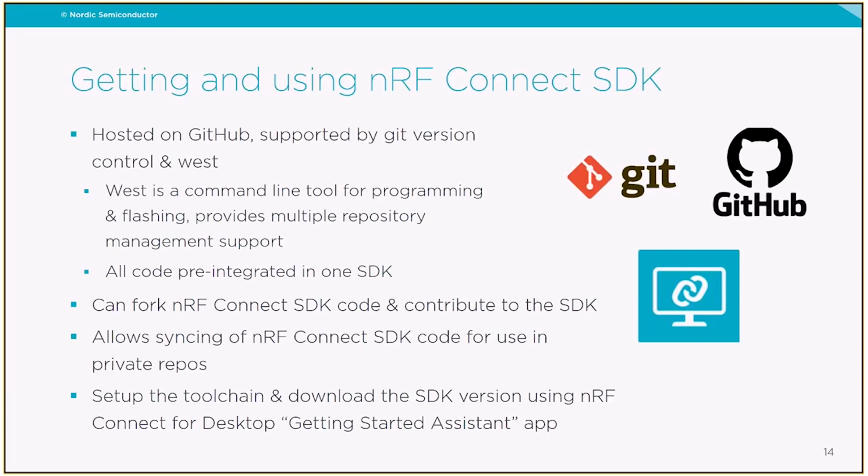Let's move on to getting and using the nRF Connect SDK. Like mentioned before, it is hosted on GitHub and supported by Git version control and also West. West is essentially a Swiss Army knife sort of tool. It's a command line tool which you can use for both programming and flashing if you wish to use that instead of Segger Embedded Studio, for example. It also provides multiple repository management support. It's similar to Git to a certain extent, more specialized to be used for Zephyr and nRF Connect SDK.